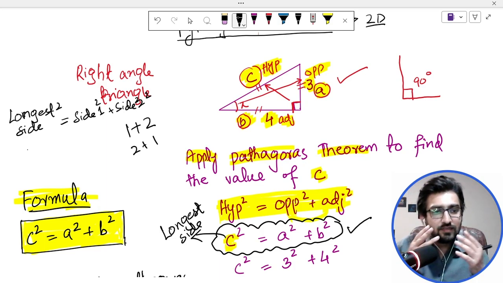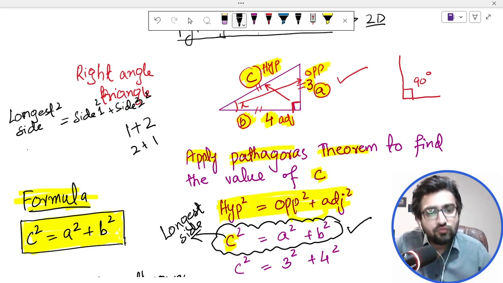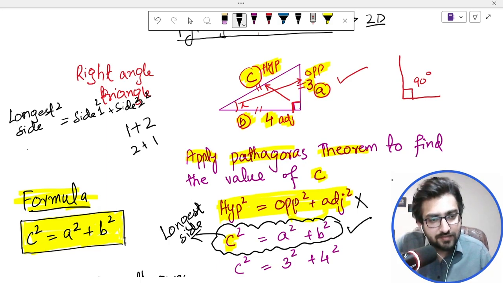So there are three sides, right? Three sides in a triangle. So longest side square is equal to the other two squares with a plus in between. So this is the simple version. Even if you don't memorize that formula, still you can work on that, but you need to understand the concepts behind these. While applying Pythagoras theorem, you should know how this formula has been derived.